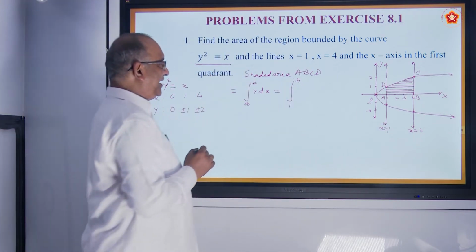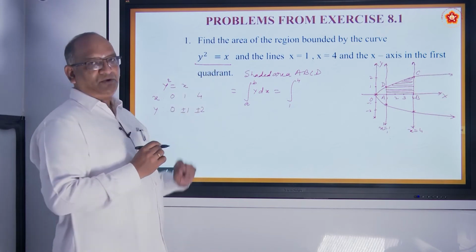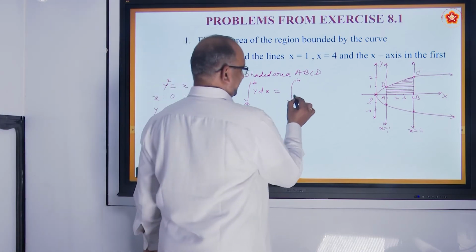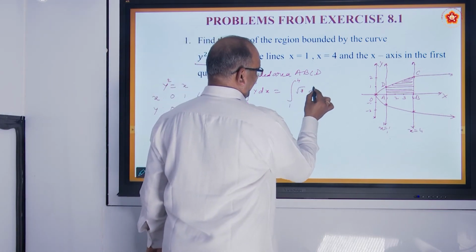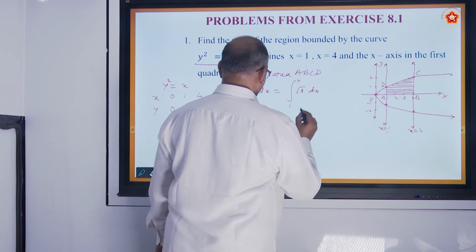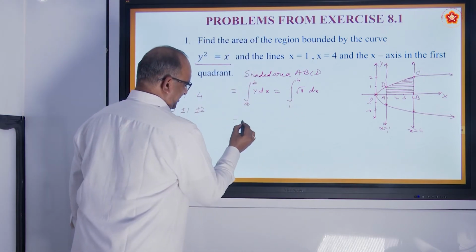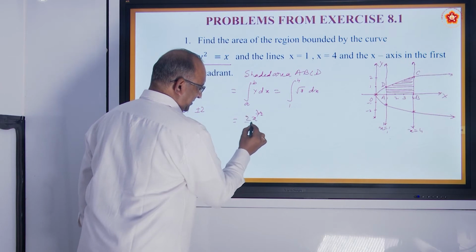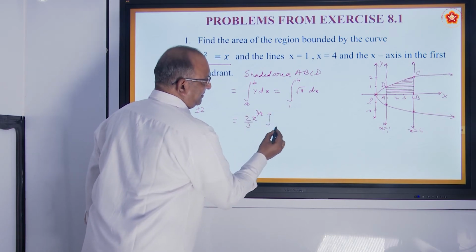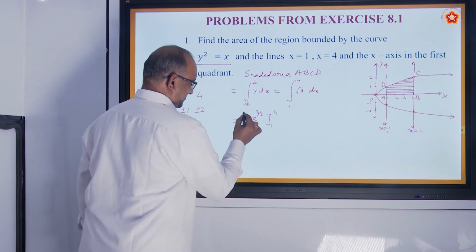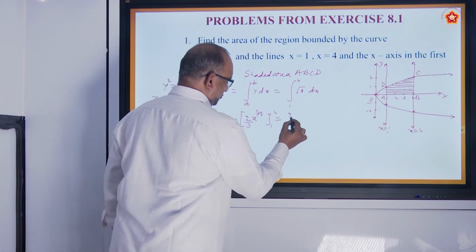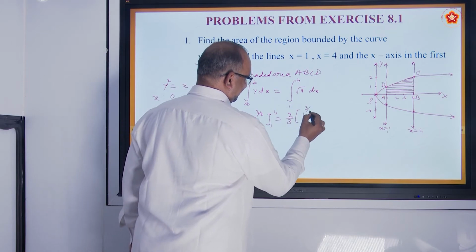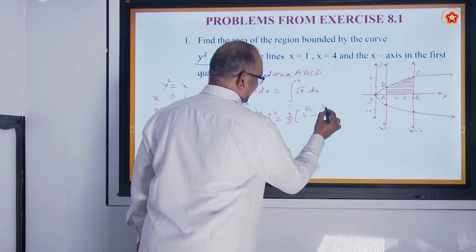What is the function y? y square equal to x. If y square equal to x, what will be y? Root x dx. So what do you get by simplifying it? You get x to the power 3 by 2 by 3 by 2, which can be written as 2 by 3, and the limits are between 1 to 4. Simplify, take 2 by 3 outside, 4 to the power 3 by 2 minus 1 to the power 3 by 2.